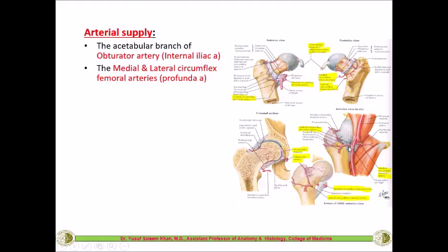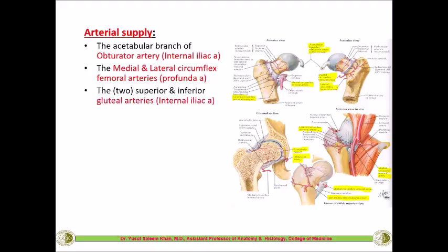And this artery will be giving two branches, one on the lateral side, one on the medial side. These are called the lateral and medial circumflex femoral arteries. Compare this with the circumflex arteries around the head of the humerus. Similarly, here also we have two arteries, lateral and medial circumflex femoral arteries. These arteries also supply the hip joint.